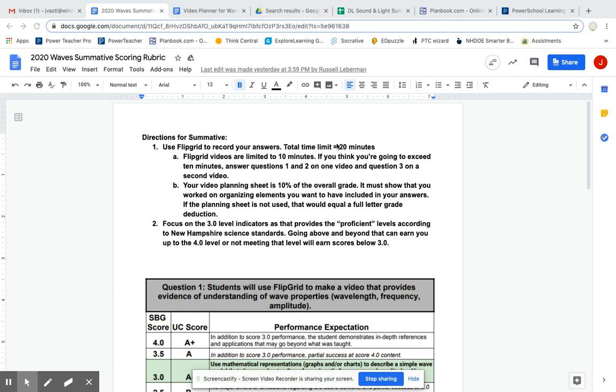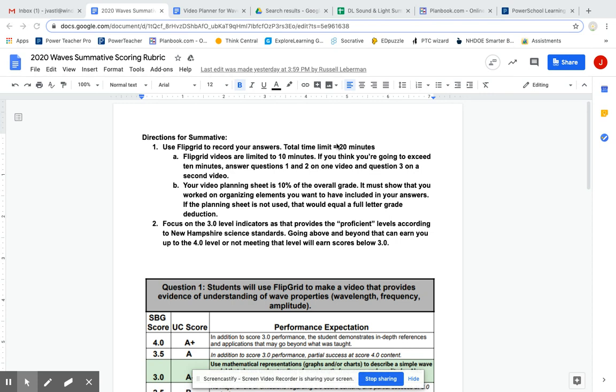The total time limit for this summative is 20 minutes, but Flipgrid limits you to 10 minutes, okay? So if you think you're going to exceed that 10-minute mark, answer questions 1 and 2 on one video and then question 3 on a second video and then upload both those videos to Flipgrid. I just don't want it to cut you off in the middle of one of your answers and then it gets bogged down and kind of weird. So if you're worried you're going to go over that 10-minute mark, you can submit 2 videos, okay?